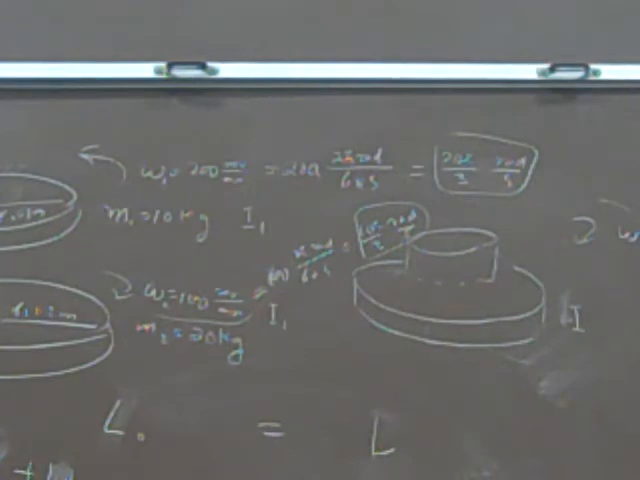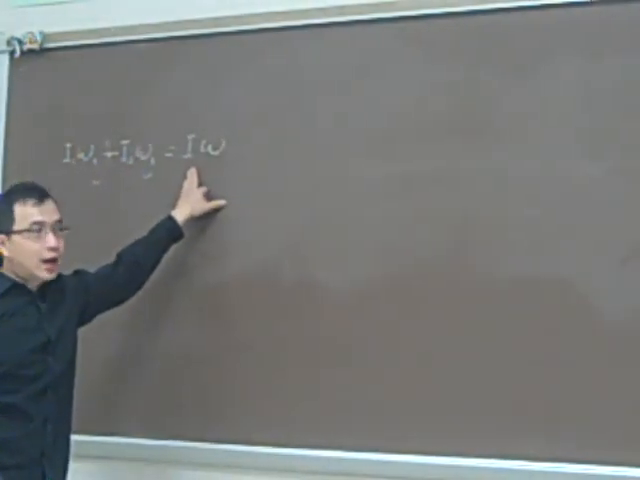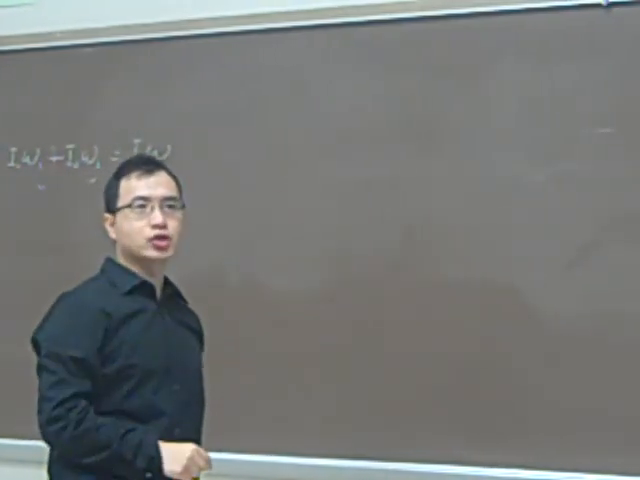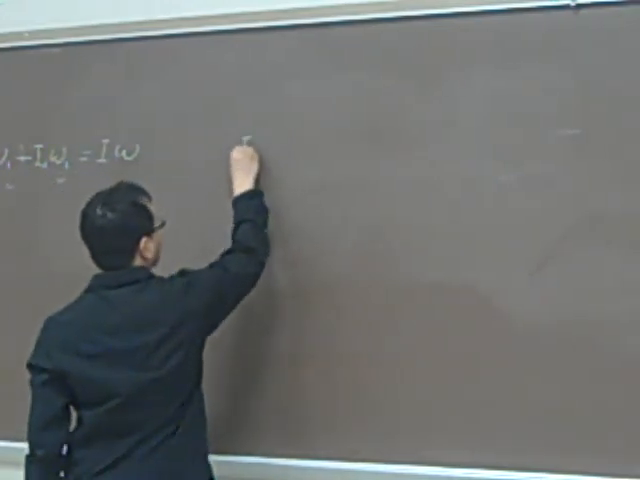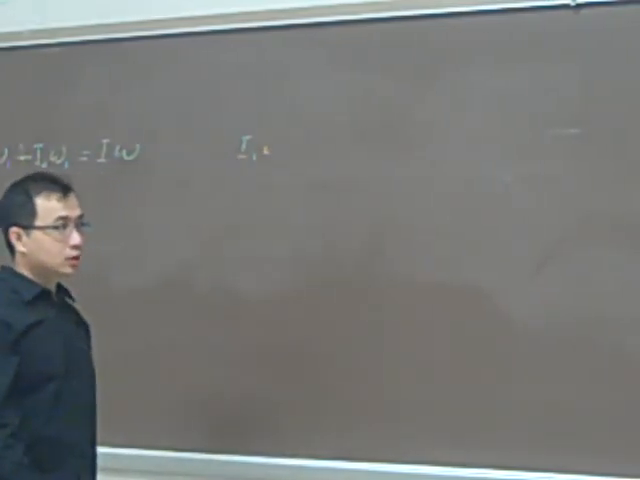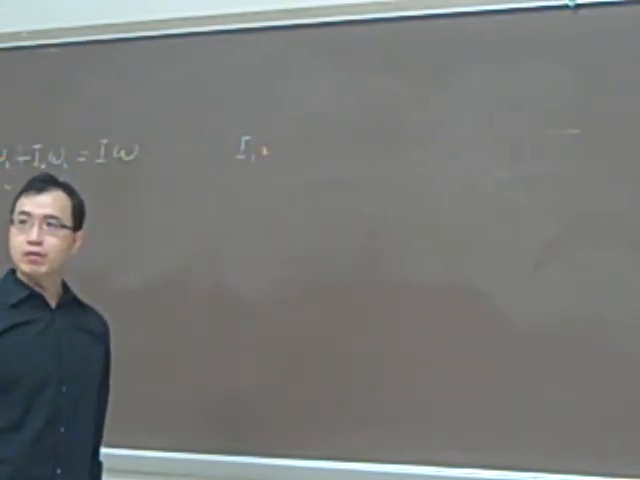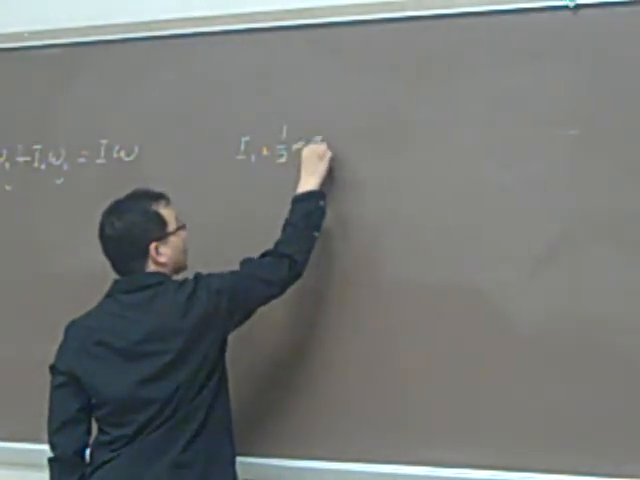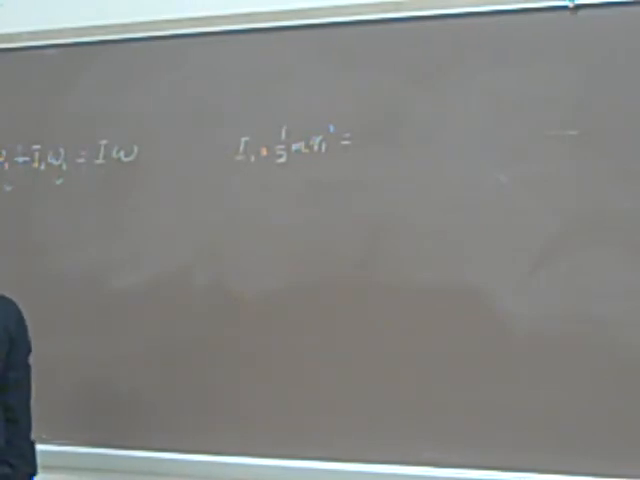And then we need to figure out I1, I2, and I. I1 is the rotational inertia. That's a disc shape. So what is the rotational inertia I1? The axis of course goes through the center, so it's the center of mass rotational inertia: 1/2 m1 r1 squared. That's the rotational inertia for a disk.